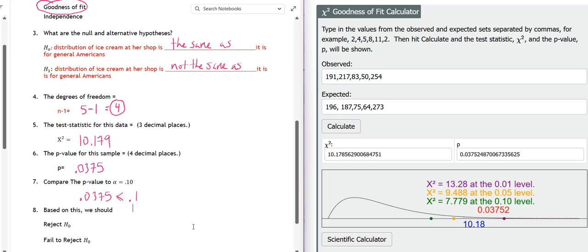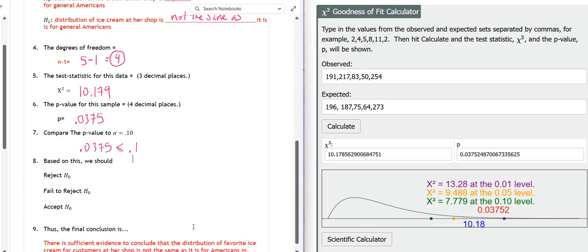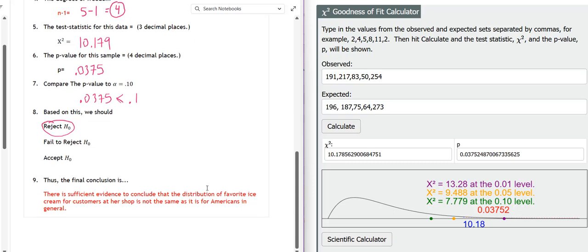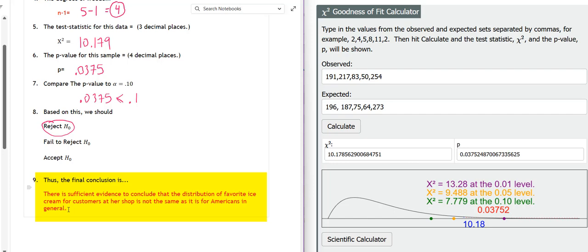And the rule is when p is low, the null must go. So we reject H0. And recall, H0 was that the distribution of ice cream at her shop was the same as it is for Americans in general. And if we're rejecting that, then we can state that there is sufficient evidence to conclude that the distribution of favorite ice cream for customers at her shop is not the same as it is for Americans in general. I hope that helps.